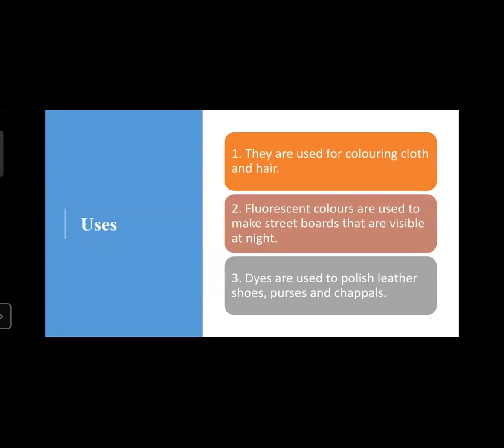Now we will see some uses. First, it is used for coloring cloth and hair. Fluorescent colors are used to make street boards that are visible at night. Dyes are also used for polishing leather, shoes, purses, and chappals.